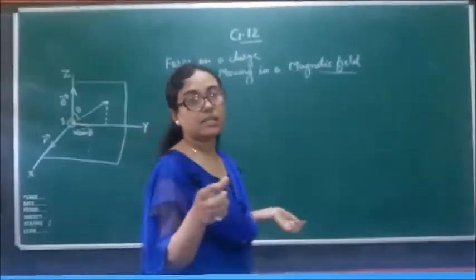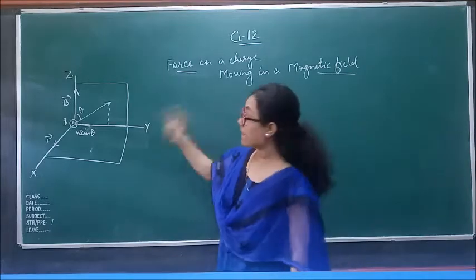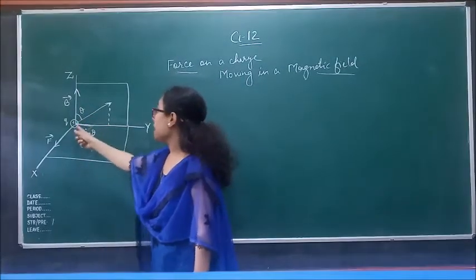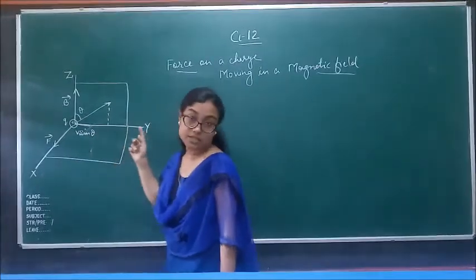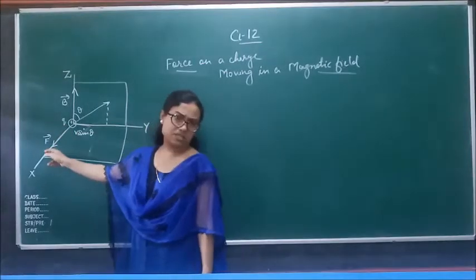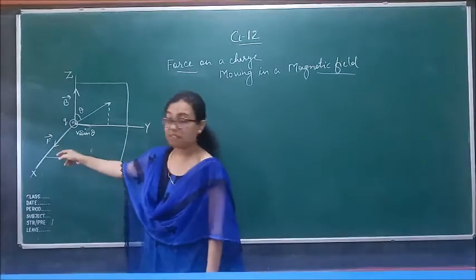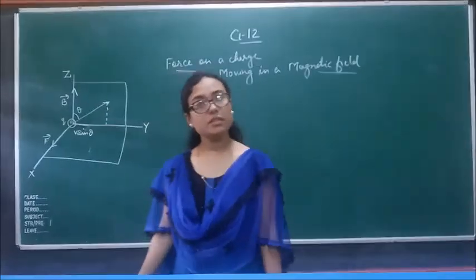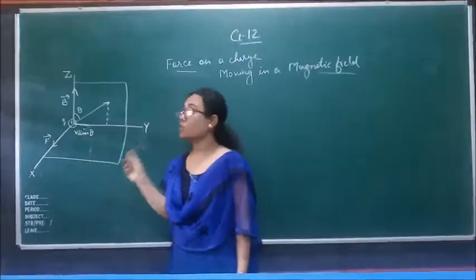Okay, the charge particle is moving in the magnetic field, and the magnetic field is acting along the z-axis. Clear, student? And now the charge particle is moving between the x-axis and y-axis, and after moving, the charge particle also experiences a force. That is F, and it is along the x-axis. Clear, student? This is your whole theory.